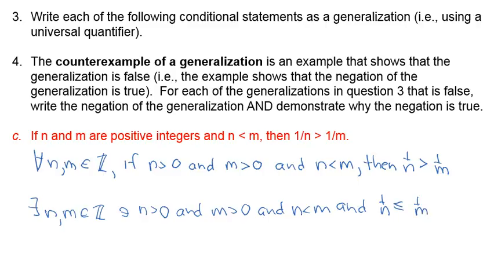If we could show that this existential statement is true, that would be a counterexample. Again, we'd show that by finding n's and m's that make this true. That would be a counterexample which shows that the original statement is false. Finally, let's focus on a statement that is false that we can construct a counterexample for.